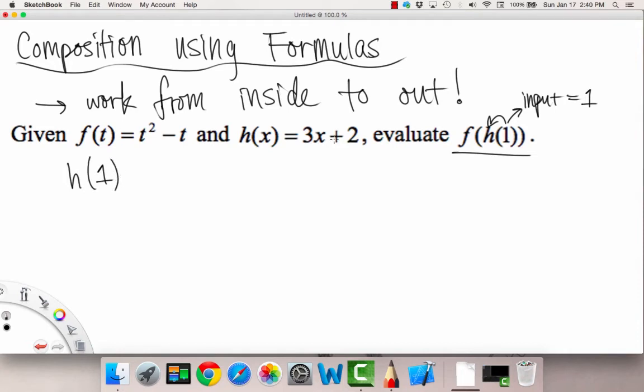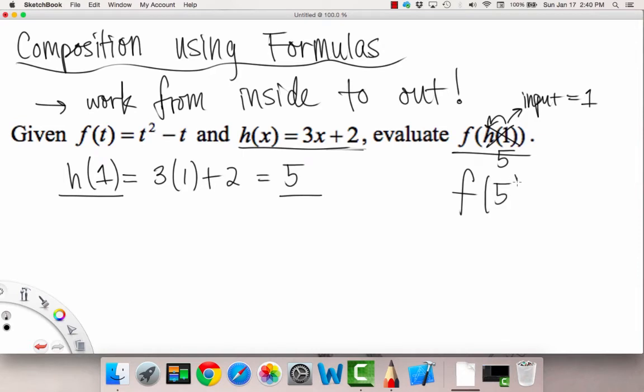And that's pretty easy, right? Because we're given a formula here for h of x. So 1 is in our x spot, so we're just going to plug in a 1 wherever we see an x. That would be 3 times 1 plus 2, which gives us an output of 5. So now we know h of 1 is equal to 5, and we can replace this h of 1 on the inside with a 5. So now the problem turns into, what is f of 5?